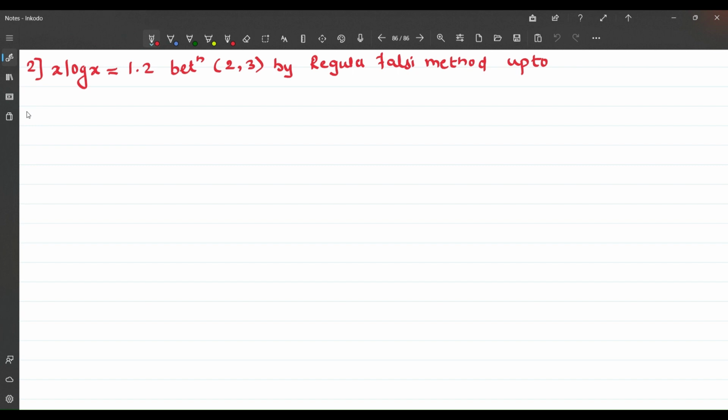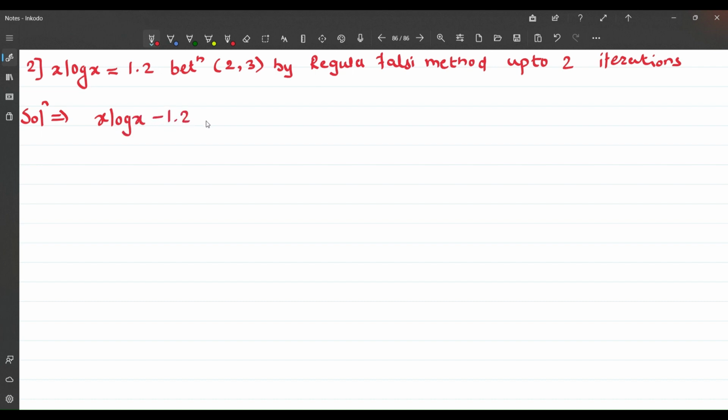Next one, on screen you can see the next example, that is x log x is equal to 1.2 between 2 and 3 by the Regula Falsi method up to 2 iterations. Okay, so a different one, there is log. On the calculator you can see this log button.